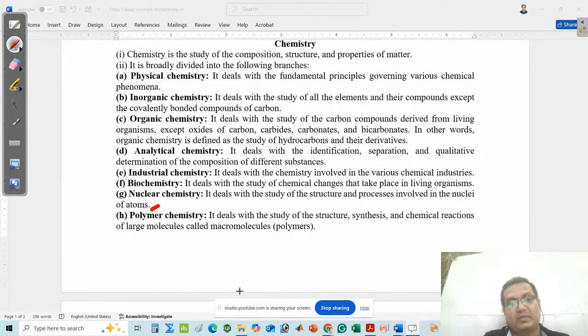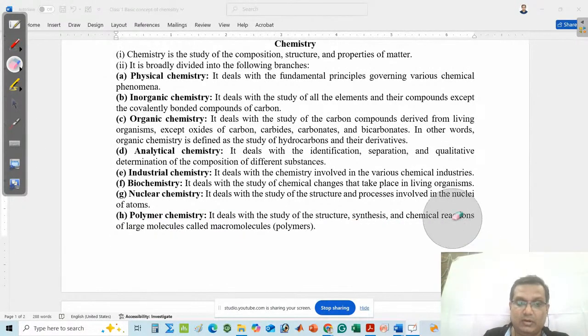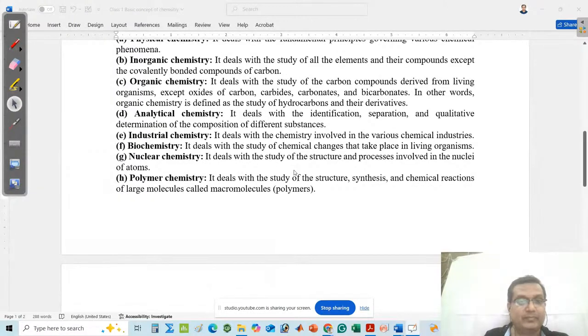Polymer chemistry deals with the study of the structure, synthesis, and chemical reactions of very large molecules called macromolecules, which are said to be polymers. These are all about the different classifications of the branches of chemistry. You can also learn about other branches of chemistry. This was my answer for the fourth question: what are the classifications of chemistry?